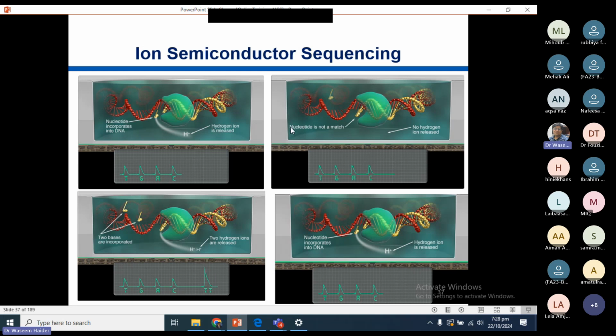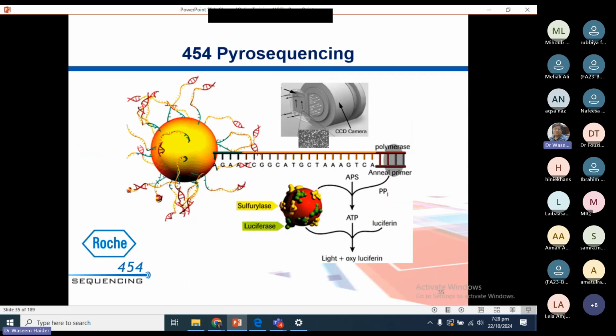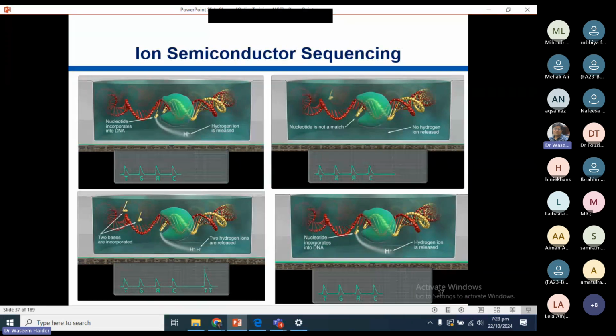Here you are adding a nucleotide, but it's not matching, so there is no hydrogen ion change. So you cannot detect what you get. So there is no signal here, right? Again, you do that for the next one. So if two bases are added, for example, there is a double change in the pH. So that means two nucleotides have been incorporated. Similar happens here. But again, then it generates an error. We call it a homopolymer error.